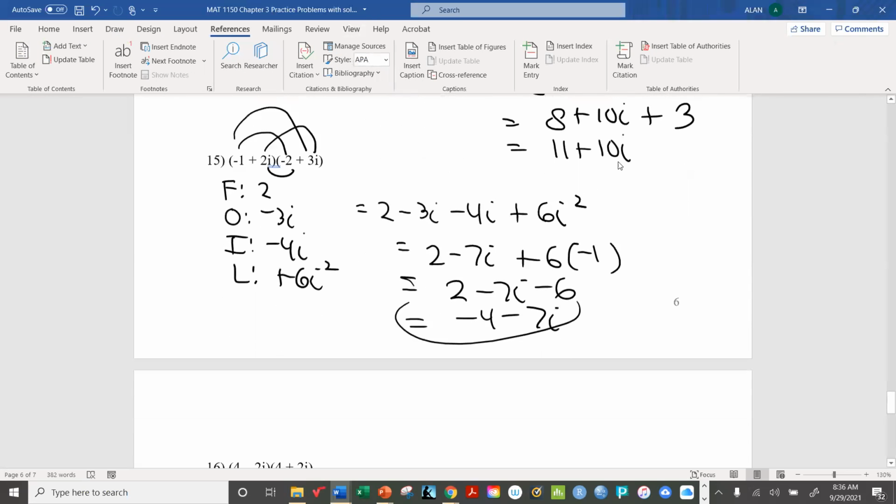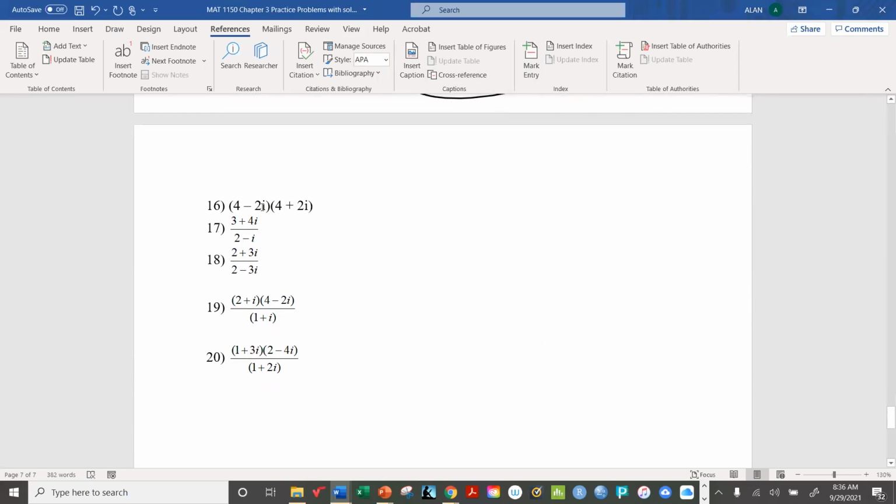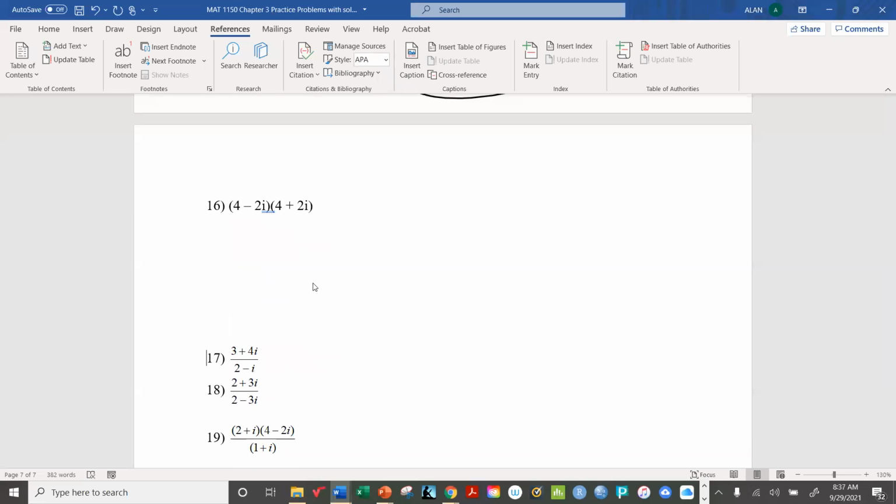Now, this one is interesting because you can see that while this is definitely a FOIL problem, these two numbers are complex conjugates of each other, which means that no matter what we do, we're going to wind up with a real number. Let's just see which real number it is.